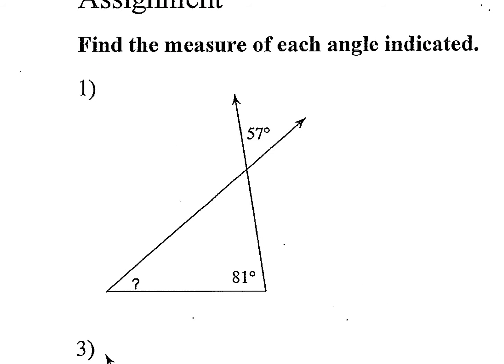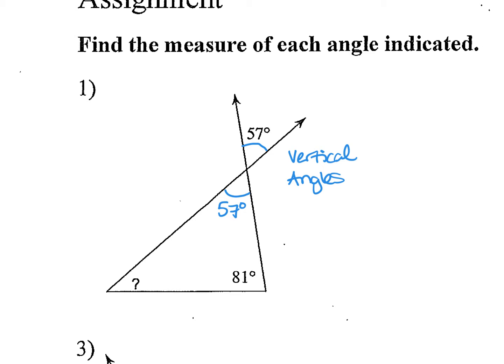So here, basically I'm just trying to remind you of a couple different things. If this angle right here is 57, then the angle straight across from it is also 57 degrees because they are vertical angles, if you recall that from way back when.